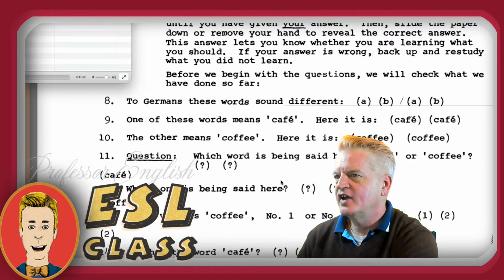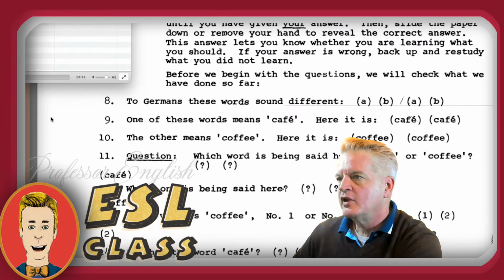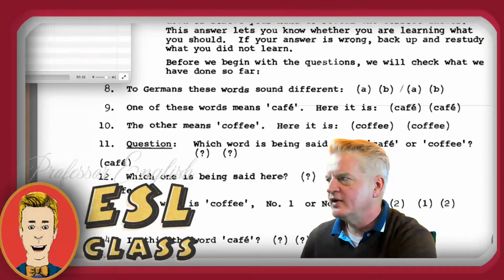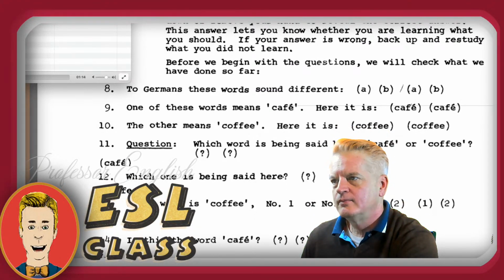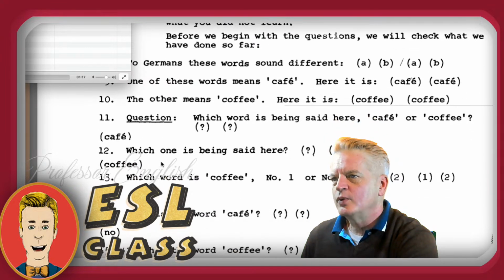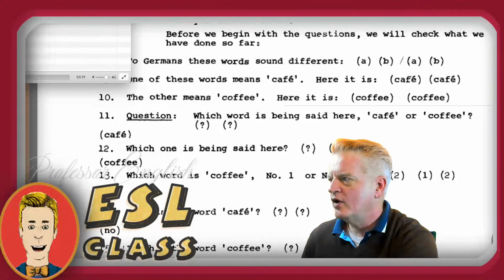9. One of these words means cafe. Here it is. Coffee, coffee. 10. The other means coffee. Here it is. Coffee, coffee. 11. Which word is being said here? Cafe or coffee? Coffee, coffee. That's cafe. 12. Which word is being said here? Coffee. That's coffee.